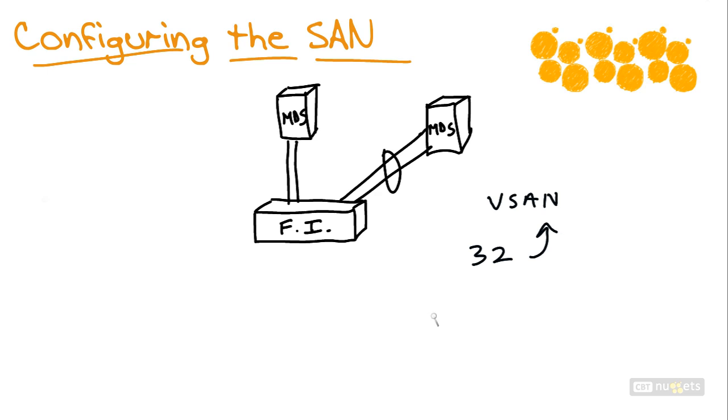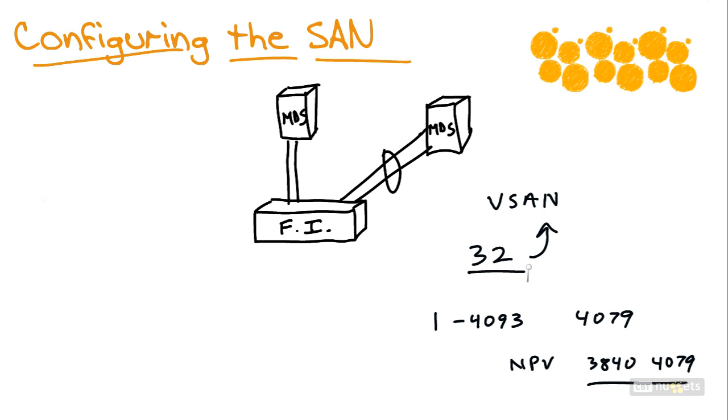We have numbering ranges from 1 to 4,093. 4,079 is reserved, and when we're in the default N-port virtualization mode, we have 3840 to 4079 that are also unavailable. So watch out for identification numbers for our virtual storage area networks that we cannot use. Again, remember, we can only have 32 active at a time, so we're going to find plenty of available IDs.